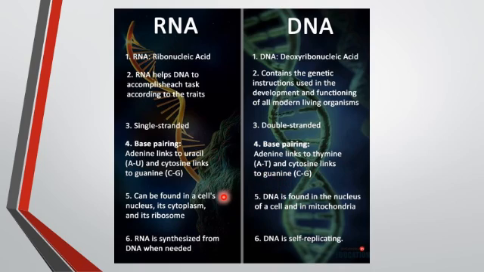RNA can be found in the cell's nucleus, its cytoplasm and its ribosomes, while DNA is found in the nucleus of the cell and in the mitochondria and the chloroplast. RNA is synthesized from DNA when needed, and DNA is self-replicating. One more difference is that in the RNA we have ribose as the pentose sugar, and in the DNA we have deoxyribose as the pentose sugar.